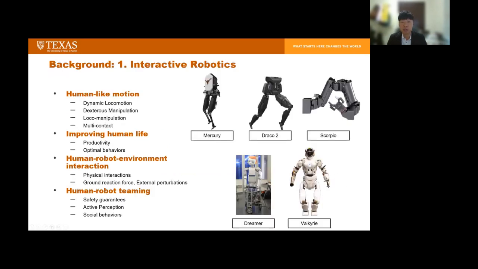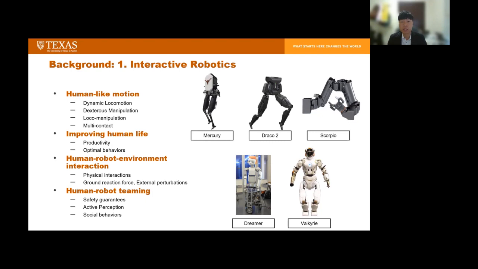First, I'd like to introduce many robots I have experienced. In our lab, many robots have been developed and used. For example, Mercury, Draco 2, Scorpio, Dreamer, and Valkyrie. I believe these robots have distinguishable features. First, they generate human-like motion, such as dynamic locomotion and dexterous manipulation. Sometimes the robot produces legged manipulation like a human with multi-contact.